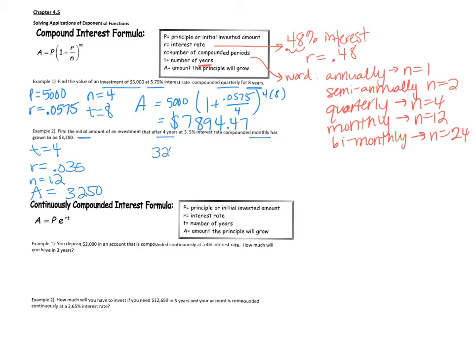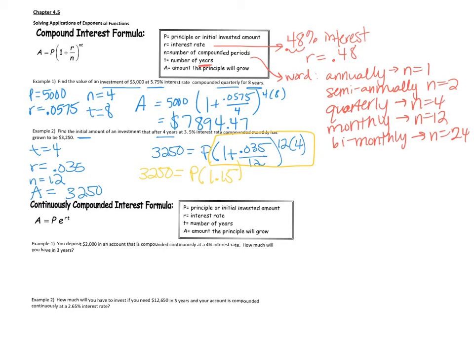So let's plug in what we have here. So we have 3,250 equals P, 1 plus 0.035 divided by 12, to the 12 times 4. All right? If I look at all of this here, this is just one number plugged into the calculator. So the first thing I would do is plug all of that into the calculator. I would get 3,250 equals P times, and when I plug all of that in, I'm going to get 1.15.